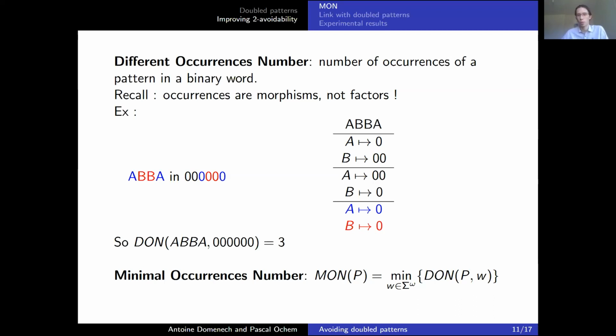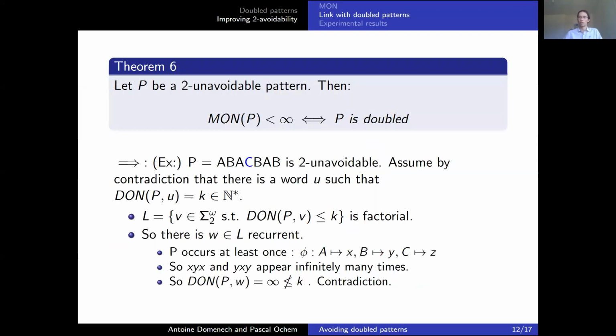Now, what we will do is we will want to minimize this to find how much a pattern is avoidable. And so we'll define the minimal occurrence number. It's the minimum over all infinite words of the different occurrence number. That's really not a new notion per se. It's just generalizing what was done on squares to every pattern. And then for this, we have a very nice link with double patterns.